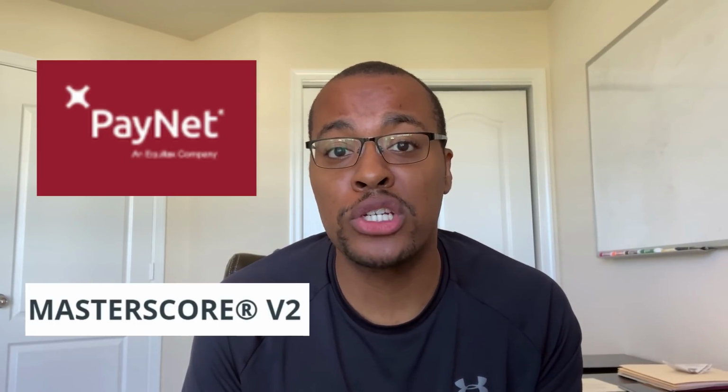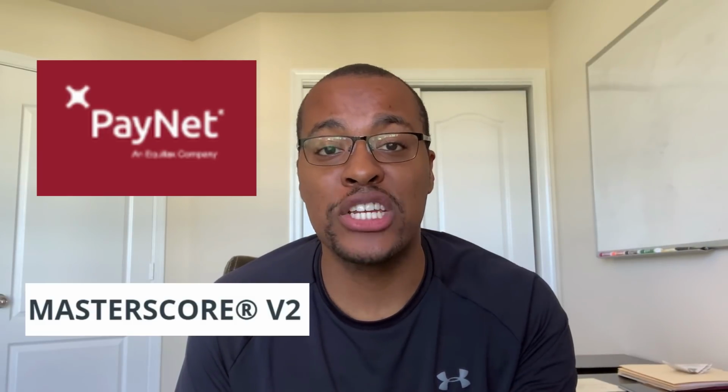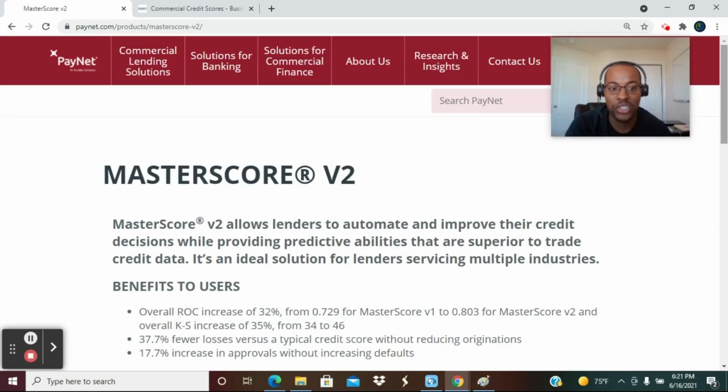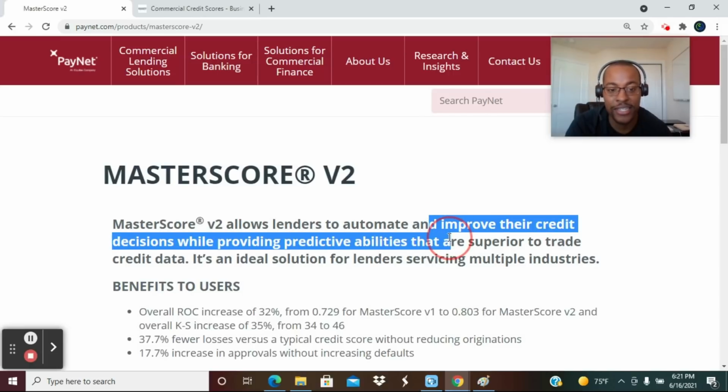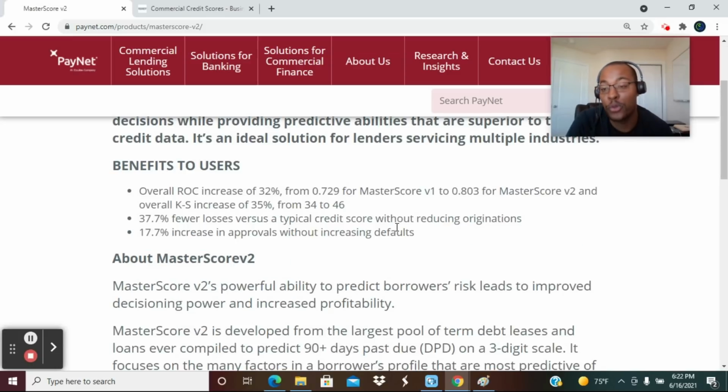There are also different versions of the Master Score based on the industry that the business is in. Master Score version 2 allows lenders to automate and improve their credit decisions while providing predictive abilities that are superior to trade credit data. Benefit to users: the users in this instance are going to be financial institutions.